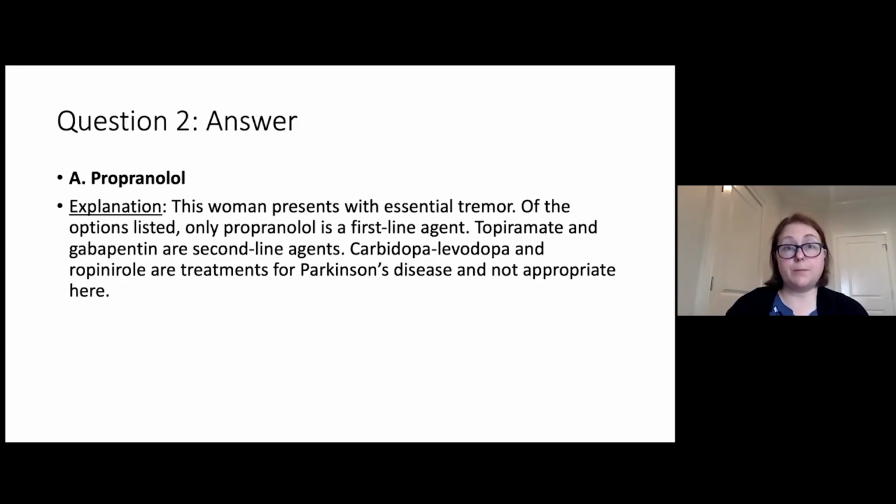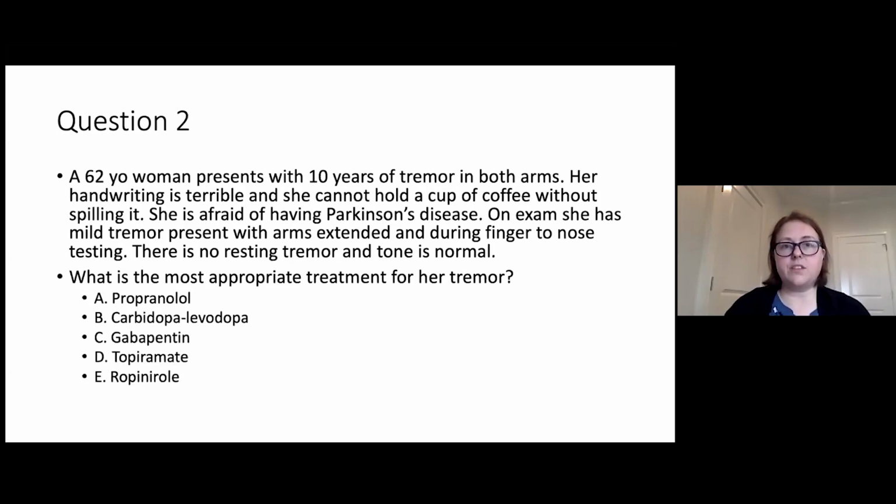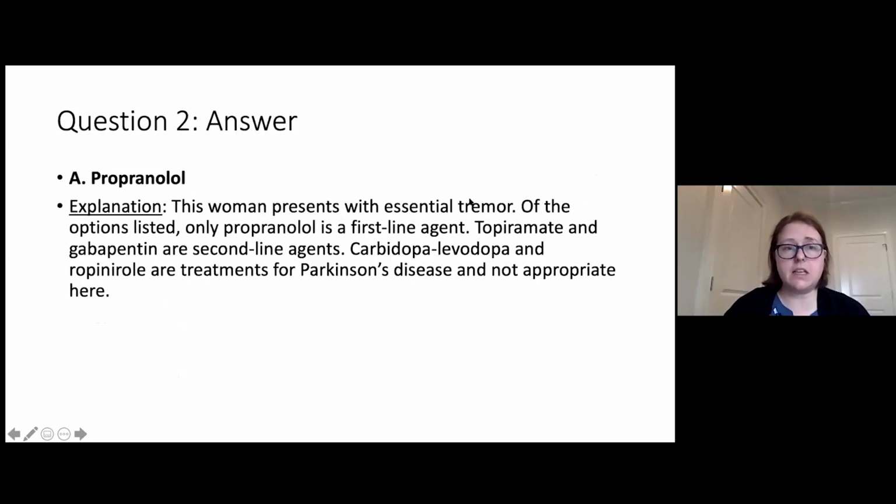So the answer here is propranolol. This is a case of essential tremor. You know that because she does not have any evidence of Parkinsonism: her tone is normal and there's no mention of bradykinesia. She has a postural and action tremor that's long-standing. So all of that tells you this is essential tremor. Of the options listed, only propranolol is a first-line agent. As a reminder, the other first-line agent for essential tremor is primidone. Topiramate and gabapentin are second-line agents, so those would be considerations if she were to fail a first-line agent. And then carbidopa-levodopa and ropinirole are treatments for Parkinson's disease, so not appropriate for this case.